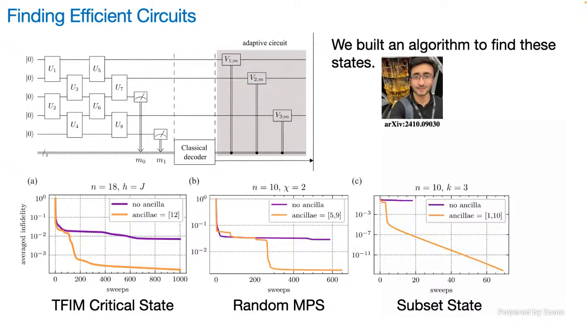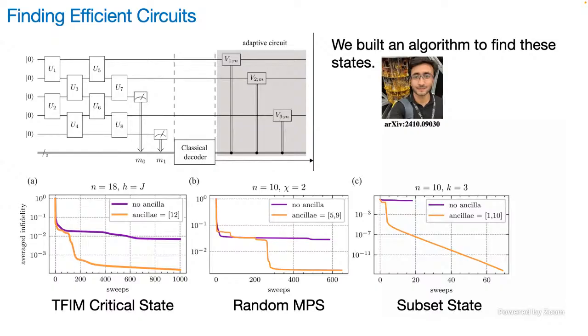The orange is the quality you get when you use measurement plus adaptive feedback, and the purple is the quality you get when you use a standard unitary circuit. And in the transverse field Ising model, this is 18 qubits, you get an order of magnitude improvement. In random MPS, you get an order of magnitude improvement. This is 10 qubits. In the subset states, you get like 8 orders of magnitude improvement or something. This is again 10 qubits. So here are a bunch of examples where you win by using measurement plus adaptive feedback.